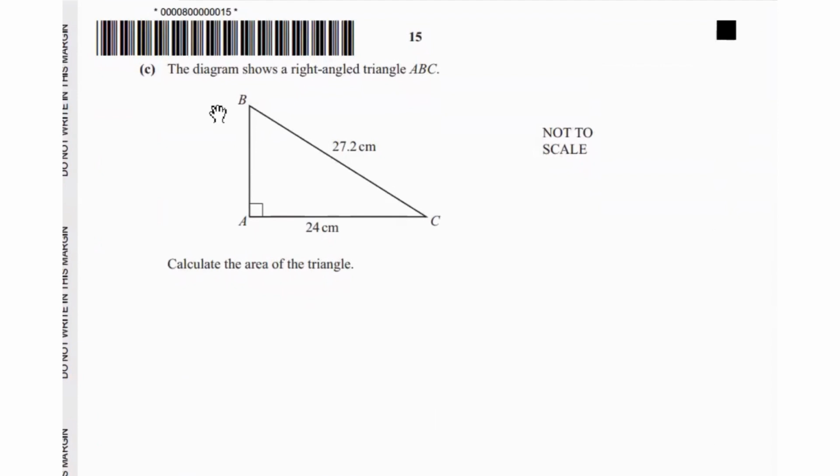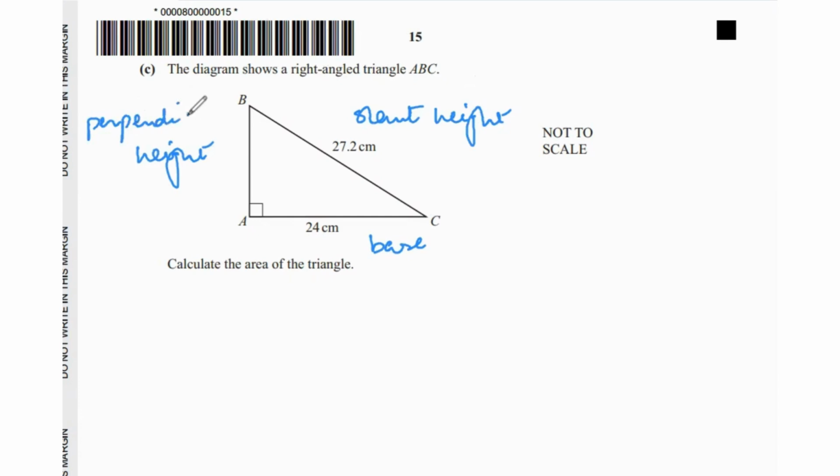Then part C says the diagram shows a right angle triangle ABC. Calculate the area of the triangle. So for the area of a triangle, what we need is the base and the height. This is our base, and the height is always the perpendicular height, never the slant height. This is not what we need. We need the perpendicular height. So we don't have the perpendicular height. However, we have the other two measurements.